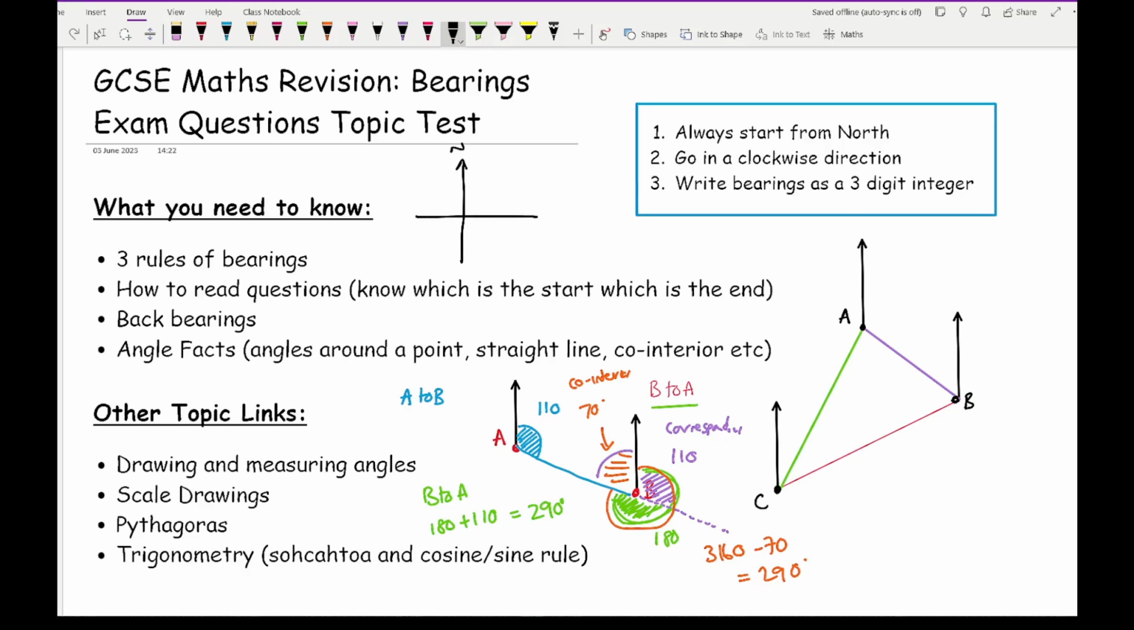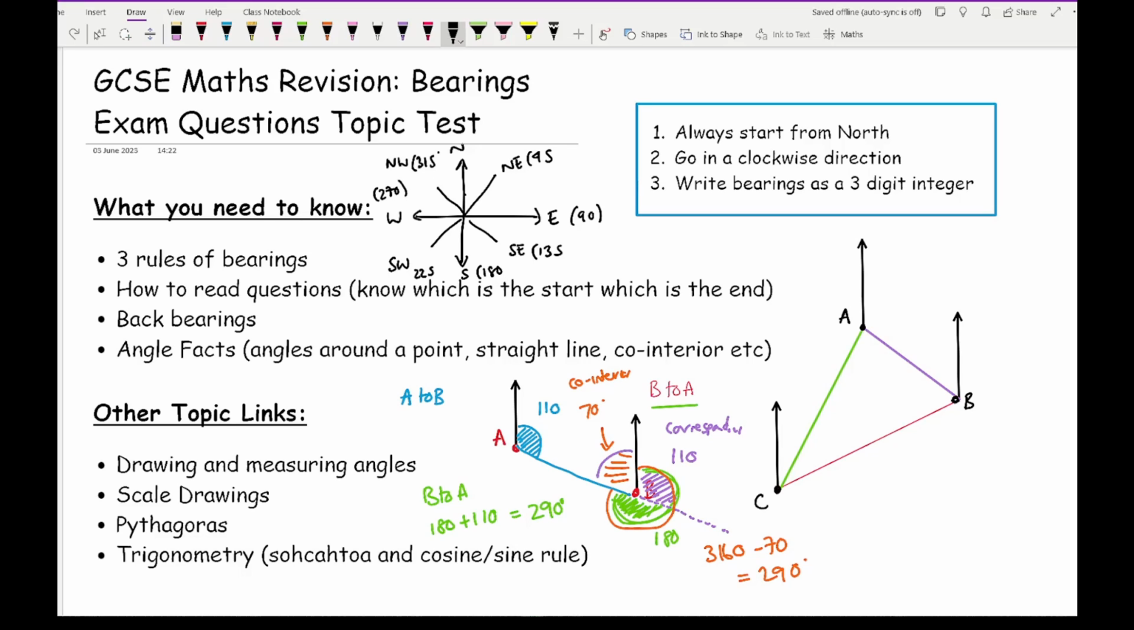So here I've got north, east, south, west. Starting at north, east is going to be at 90, south is at 180, and west is at 270, going in a clockwise direction. Now if I incorporate northeast, then this angle here is going to be 45, southeast is going to be 135, southwest is going to be 225, and northwest is going to be an angle of 315.